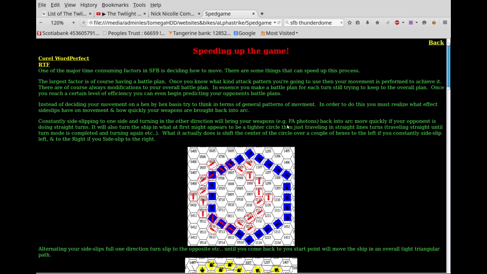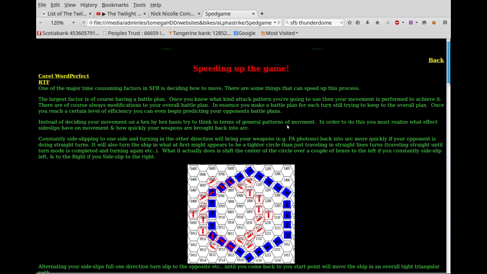And then we had an article here for speeding up the game. One of the major time-consuming factors in Starfleet Battles is deciding how to move. There are some things that can speed up this process. The largest factor is, of course, having a battle plan. Once you know what kind of attack pattern you're going to use, then your movement is performed to achieve it. There are, of course, always modifications to your overall battle plan. In essence, you make a battle plan for each turn, still trying to keep to the overall plan.